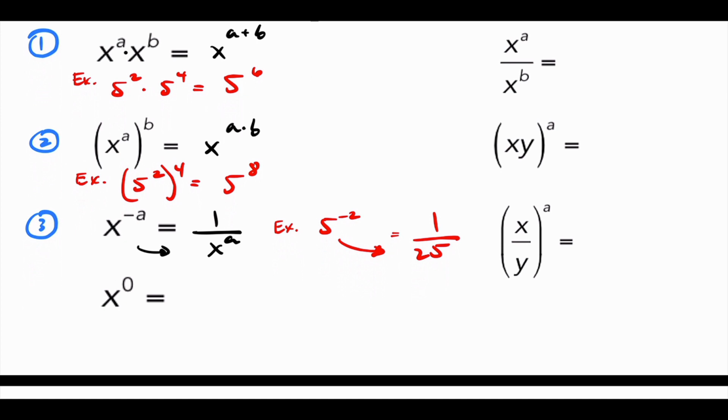Here's a question I have. What if the negative is already on the bottom? How do I make it positive? I need to make it positive, right? The rule says move it to the bottom, but what if it's already on the bottom? I can't go any lower. How do I make it positive? Move it to the top.